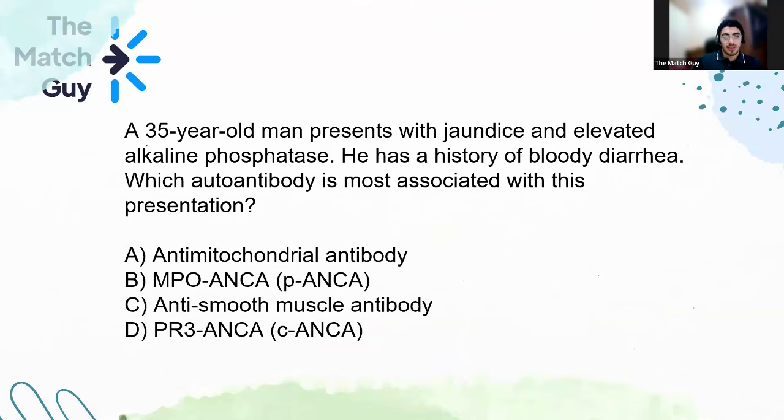All right. A 35-year-old man presenting with jaundice and elevated alkaline phosphatase. He has a history of bloody diarrhea. Which autoantibody is most associated with this presentation?